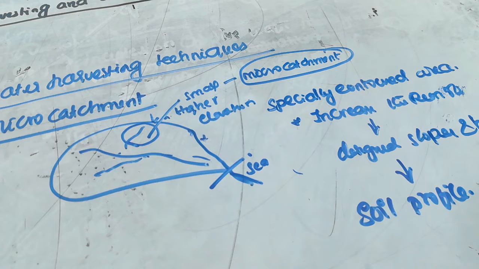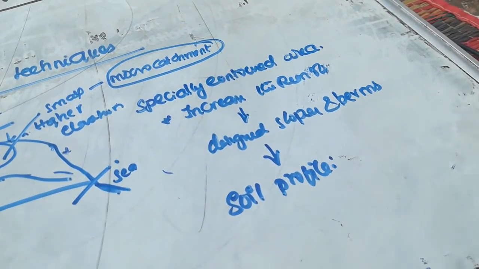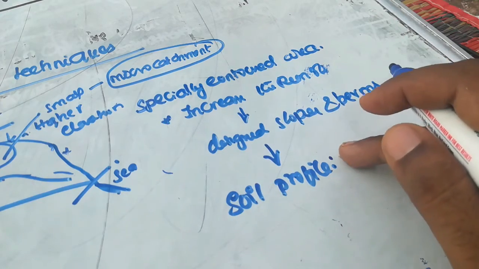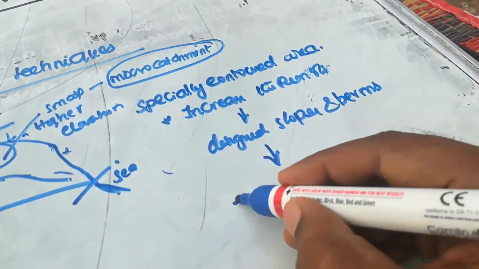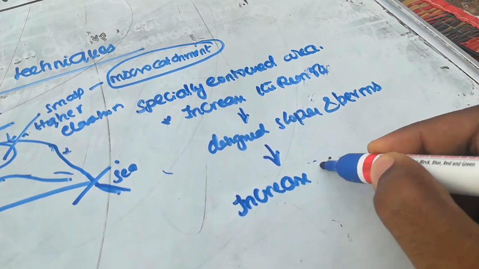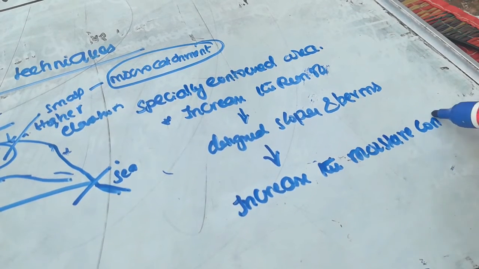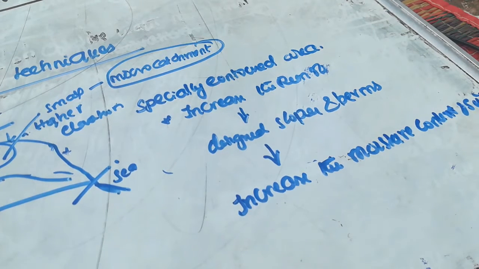The benefits of these techniques are improved soil moisture, runoff and groundwater recharge, and soil nutrients, increased biomass production and subsequently higher yields. This technique increases the soil moisture, with designed slopes and berms, and increases the moisture content of the soil.